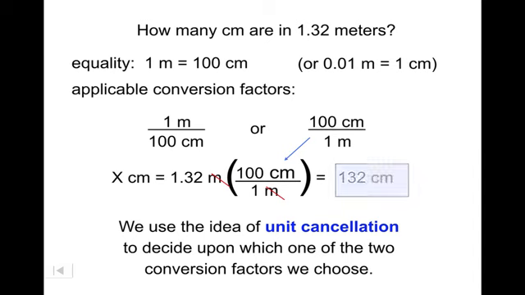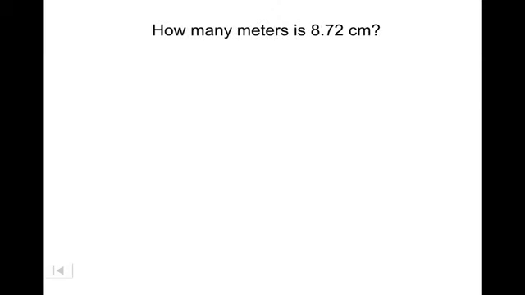So you take 1.32 times 100 and you get 132 centimeters. We started with 3 significant figures, so we end with 3 significant figures.